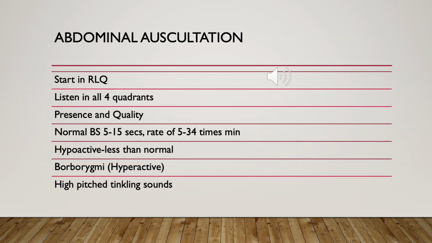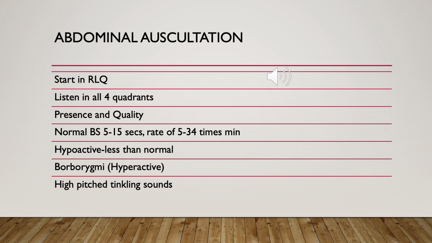You can auscultate using the diaphragm of your stethoscope in all four quadrants. And we're listening for bowel sounds because those are the sounds that are created by peristalsis, which is the sounds the bowels make when they're moving, okay? So start in the lower right quadrant. The reason we start there is because that's where the ileocecal valve is located. The ileocecal valve is where the small intestine meets the large intestine, and that is where the bowel sounds are going to be the loudest, okay?